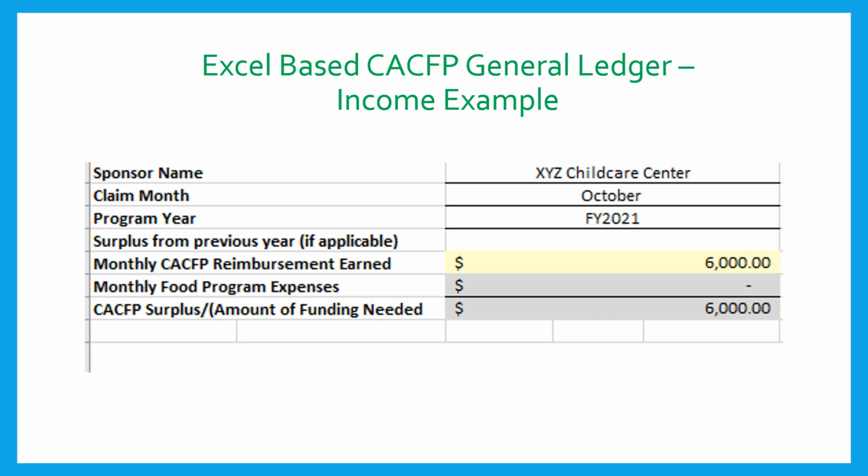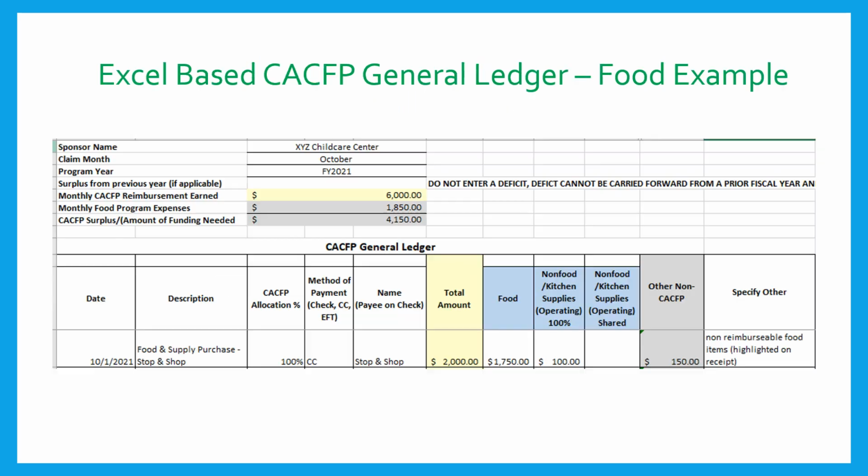Similarly, the expenses that will be entered are for expenses incurred for the month of October, regardless of when they are paid. And we're going to go over a few examples to illustrate this. Lastly, do not enter any amounts in the two grayed out cells. This is monthly food program expenses, which will automatically populate based on the entries in the CACFP General Ledger. Additionally, any CACFP surplus or deficit will also auto-calculate.